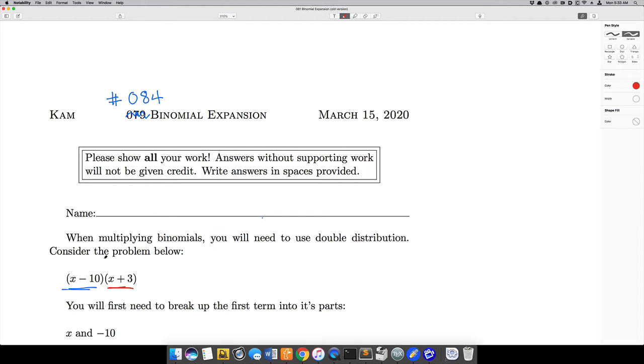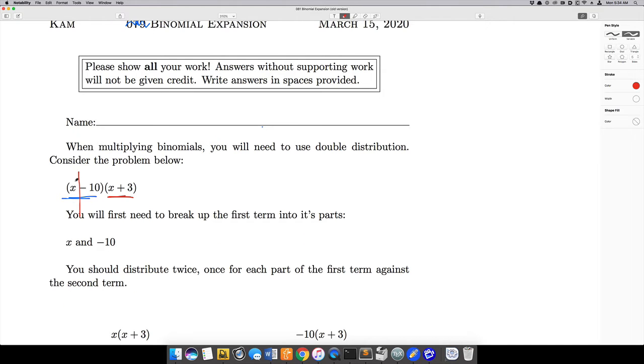And in order to do that, first you have to break up the first thing. You have to break up the x and the minus 10. So it becomes x and it becomes minus 10. And you have to take both of these terms. You have to take the x and multiply it by the x plus 3. Then you also have to take the negative 10 and multiply that by x plus 3. So you multiply both of them like that.